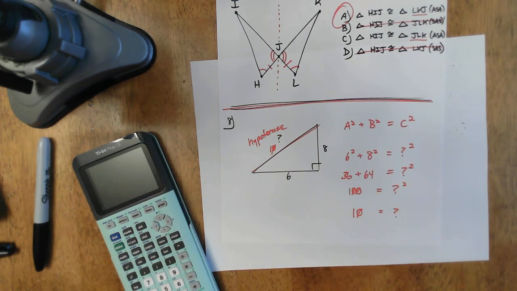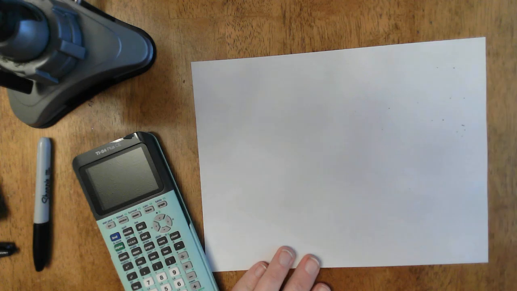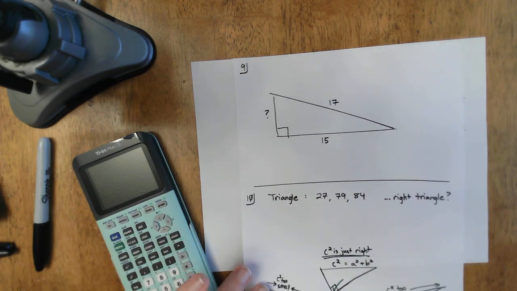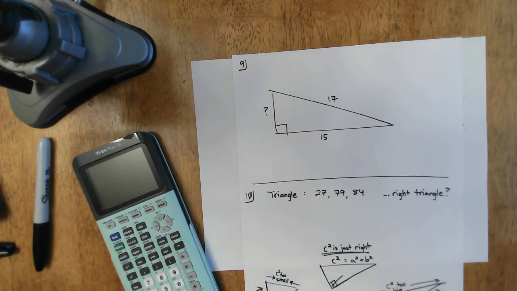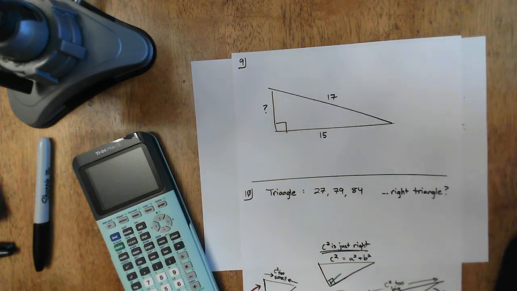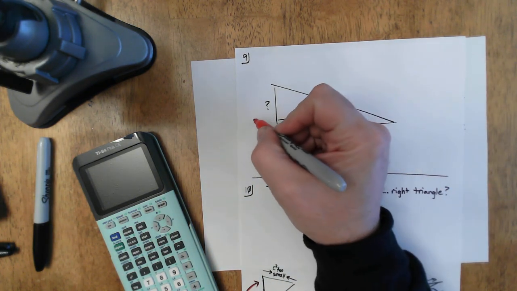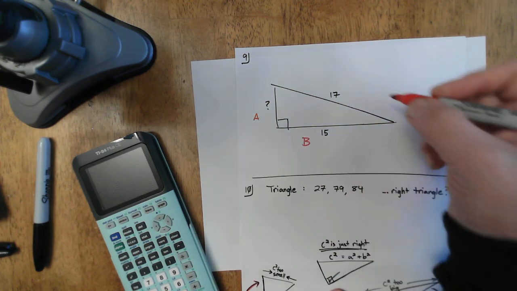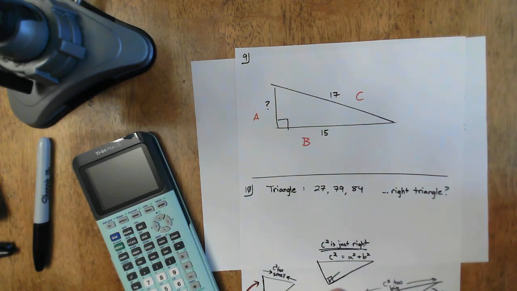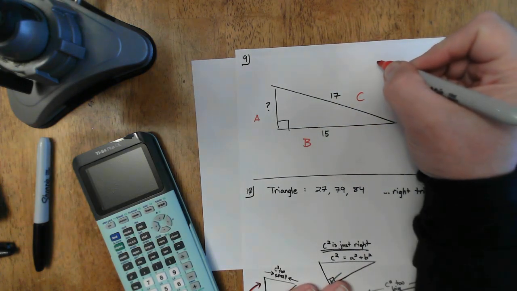Okay, super easy for a first question. Outstanding. Let's move on to question number 9. All right, and question number 9 is very similar. We're doing Pythagorean theorem. We've got a right triangle. And now I'm going to call this A, I'm going to call that B, and this, of course, is my hypotenuse.